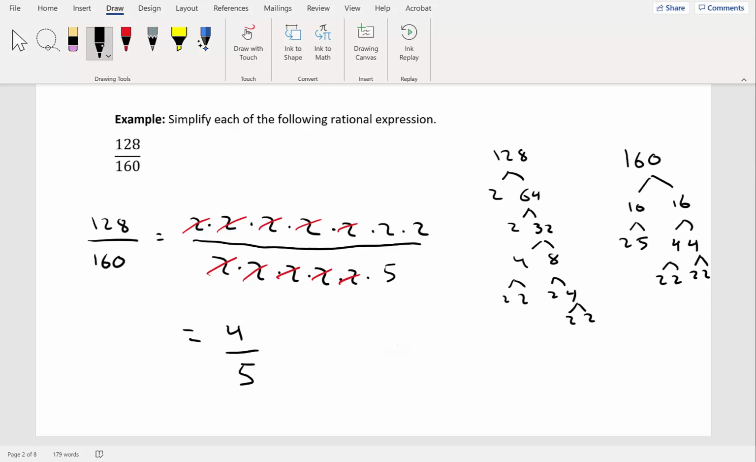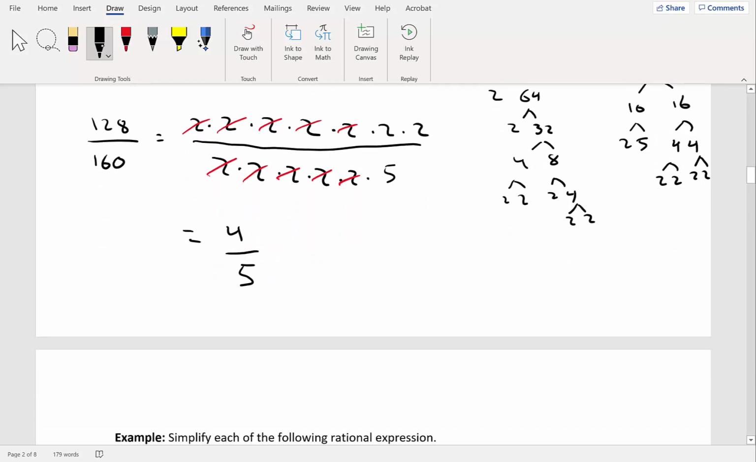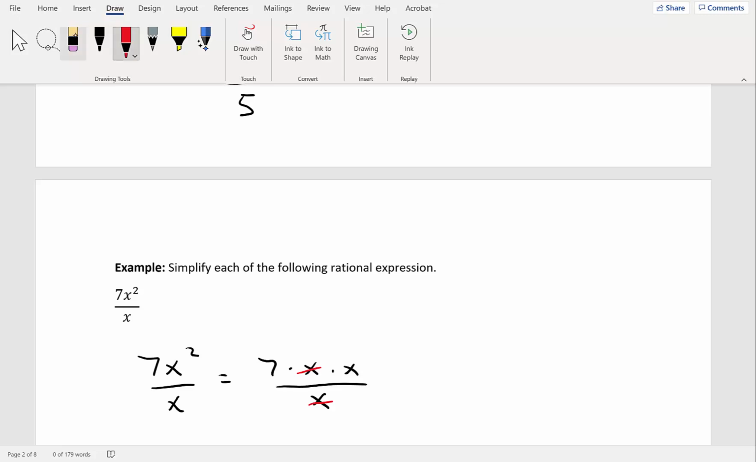Let's take a look at a different one. This time let's take a look at a polynomial with a variable. Simplify the following rational expression. So I have 7x squared over x. Well, 7 is a prime number. I can't break that down, so it just stays as 7. And now x squared becomes x times x, all over my x. So now when I begin to simplify, they have an x in common that I can cancel out. So I'm just left with 7x. And now I simplified this rational expression.